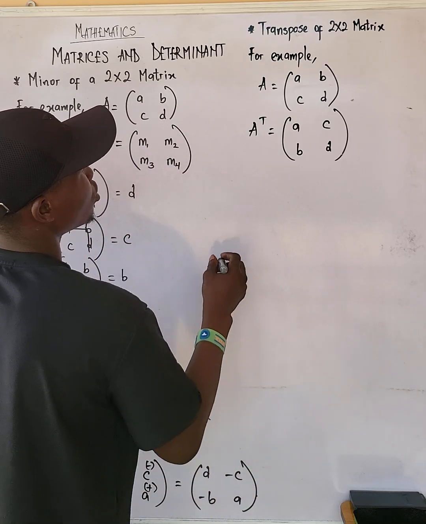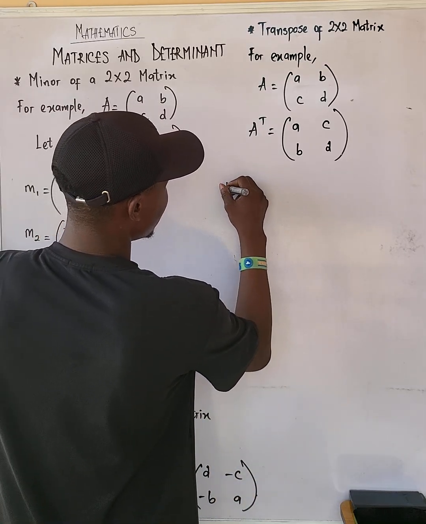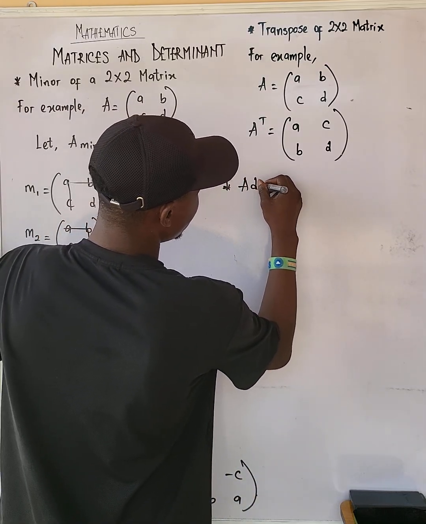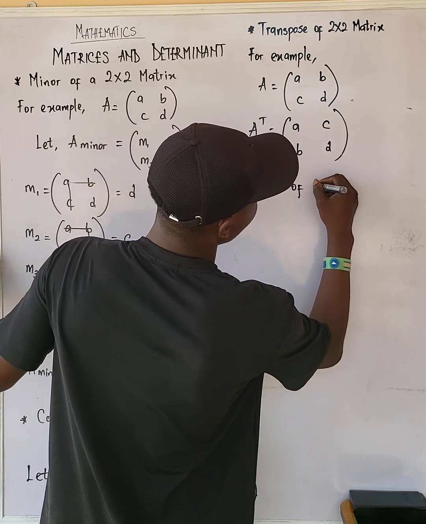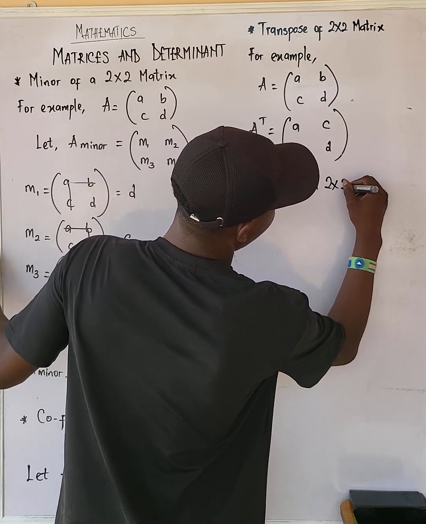Now going to adjoint. Adjoint of a 2 by 2 matrix.